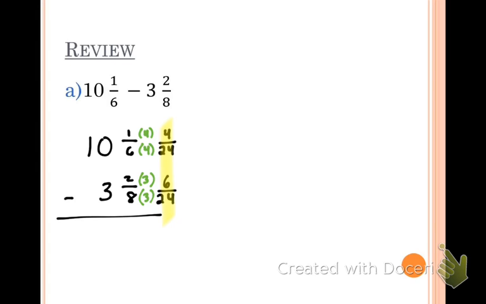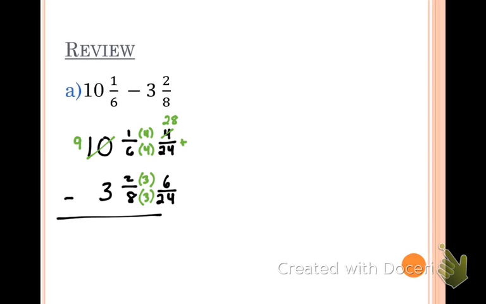What would that be? You can't do it, so who do you borrow from? 10. Go over to the tens. That 10 becomes a 9. Now, when I borrow from the 10, how many 24ths will I get? 24. Remember, 24 24ths equals 1 whole. And I borrowed 1 whole from this 10 right here, okay? So basically what you're doing here is a simple idea. You're just adding these two numbers together. What's 24 plus 4? 28. So now instead of 4 24ths, I have 28 24ths.